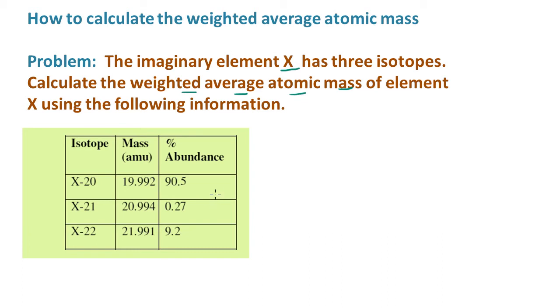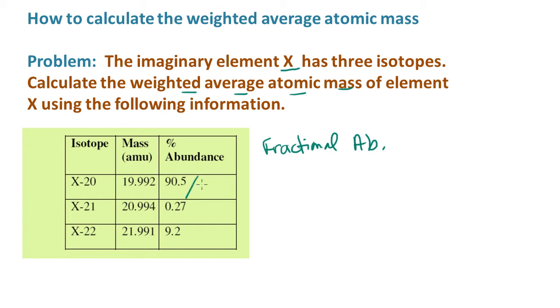Recall that in order to calculate a weighted average atomic mass, we need both the atomic mass of each isotope and the percent abundance of each isotope. We cannot simply take an average of the 3 masses in this case. The first thing I need to do is convert percent abundance to fractional abundance. And how do I do that? I just divide each percent abundance by 100.